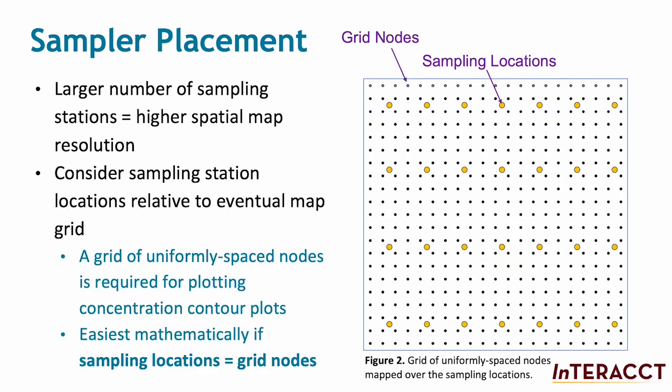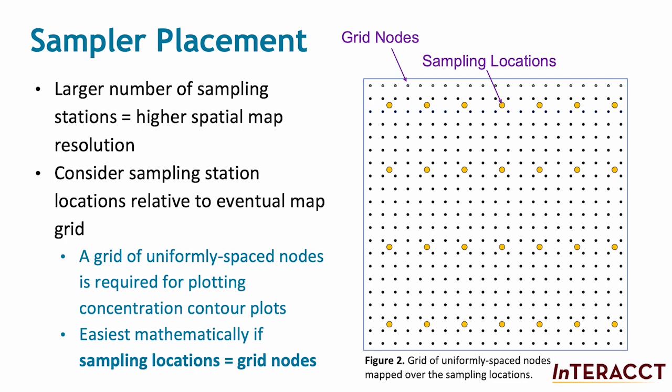Now the space under investigation has been overlaid with a grid of black dots. These are the grid nodes of the map grid that will ultimately be constructed to make the contour plot for the spatial graph. A grid is a set of uniformly spaced nodes that are required for plotting concentration contour plots. There is no software available in which you could have unevenly spaced nodes to create a contour plot.